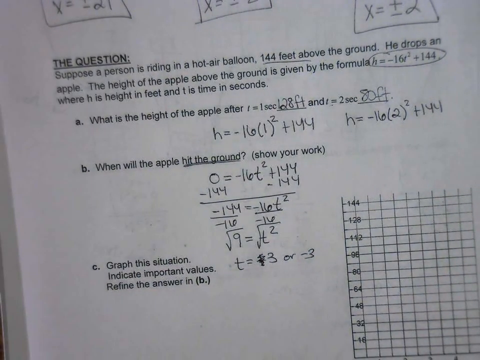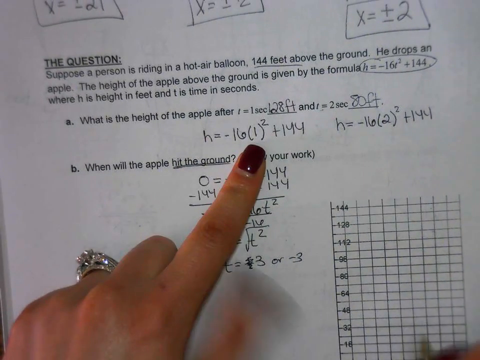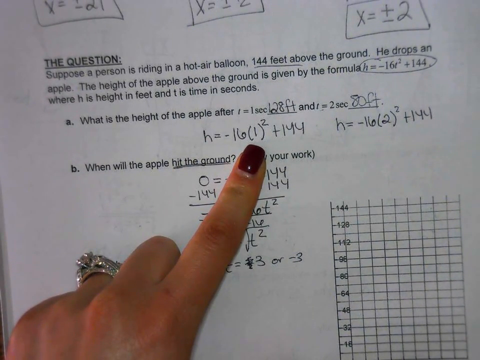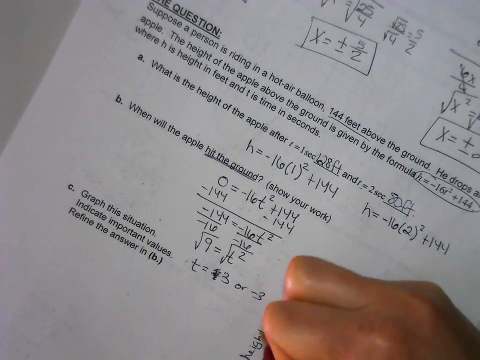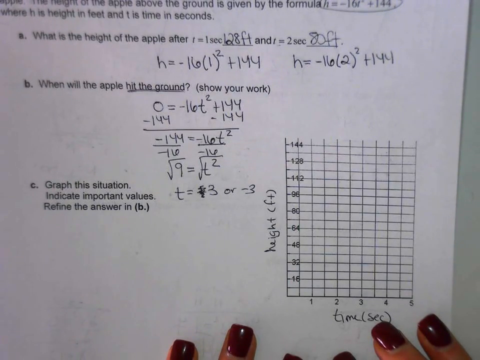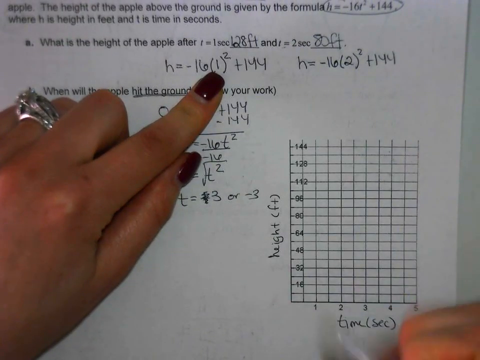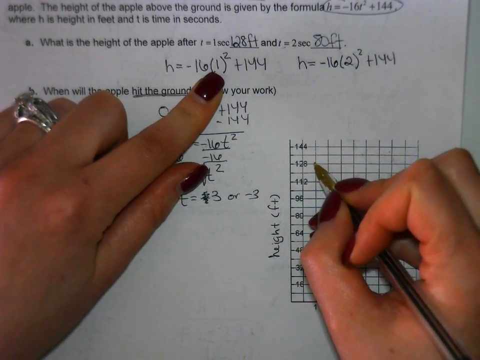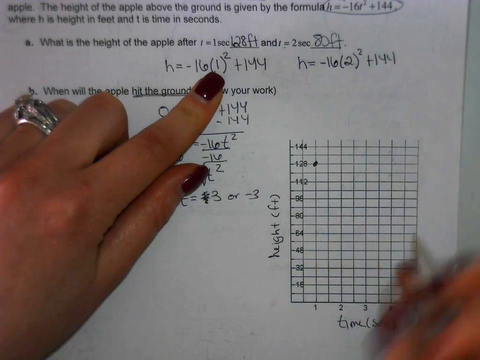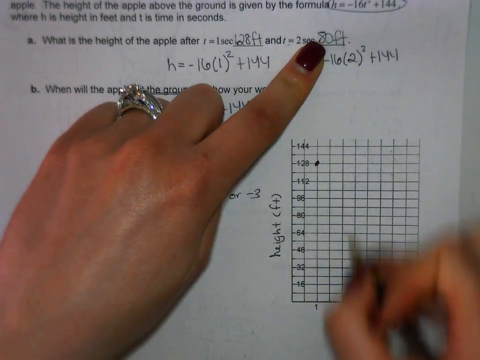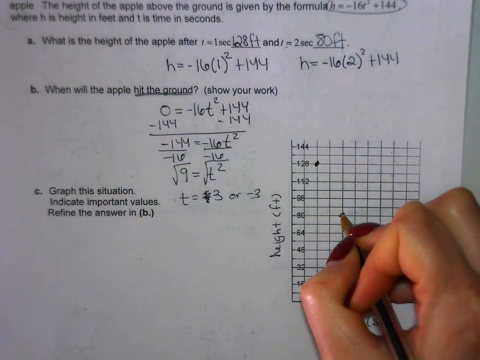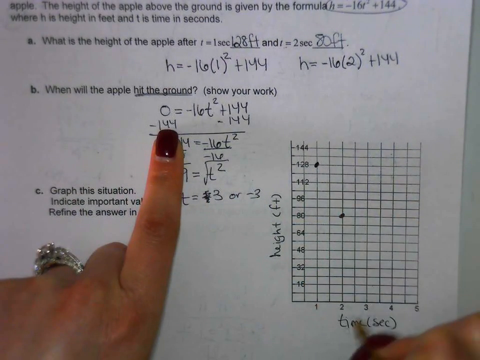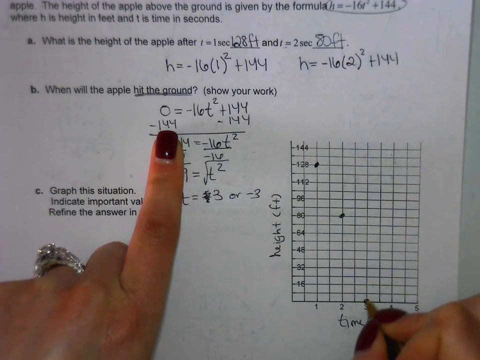So let's graph this situation. So first of all, this is our time in seconds, and this is our height in feet. So after 1 second, it's 128 feet high. After 2 seconds, it's 80 feet in the air. And we know here at 0 feet, it took 3 seconds.